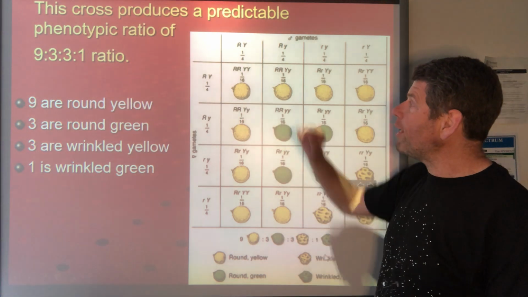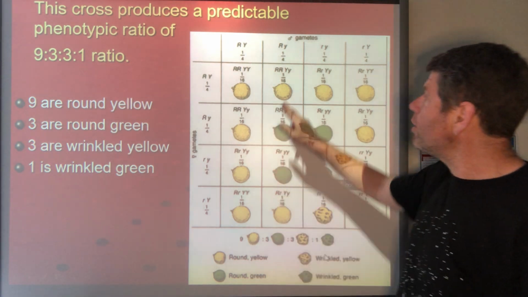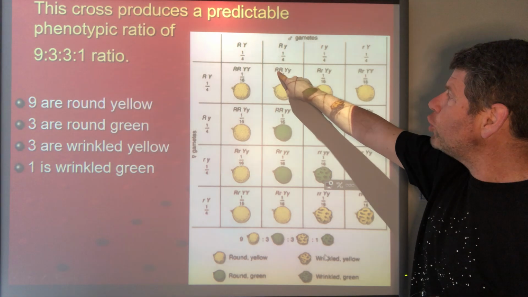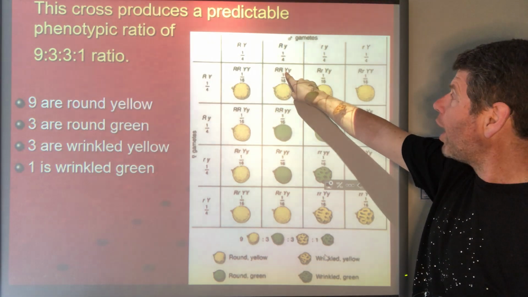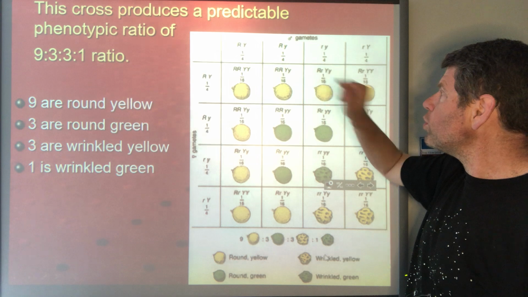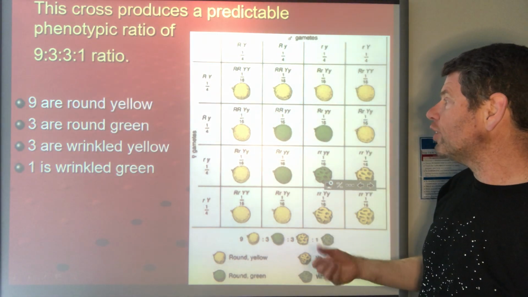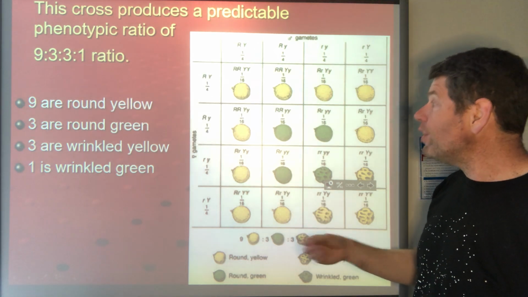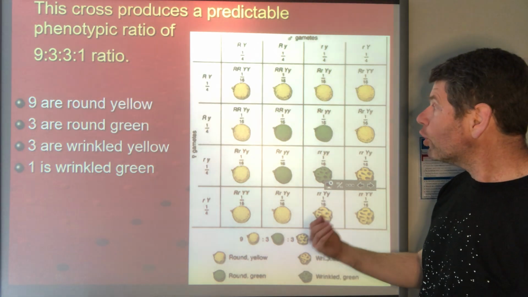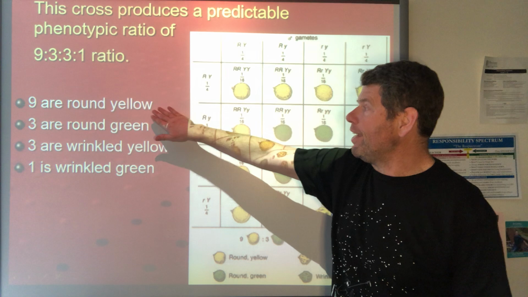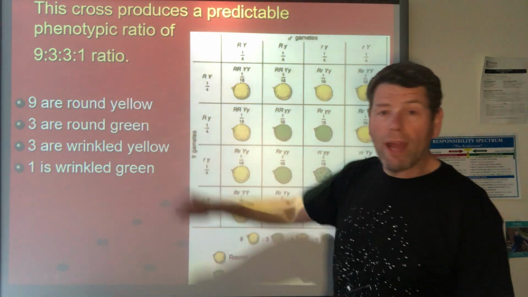But that's not the only way to be round and yellow, right? You can be round and yellow if you have 2 big R's, 1 big Y, and a little y. You'd also be round and yellow. So when you go through and identify the phenotype for each seed, you're going to find that there are 9 of the 16 that are round and yellow.